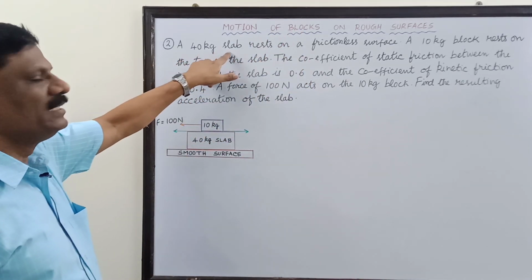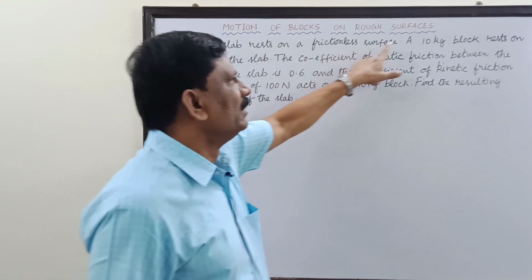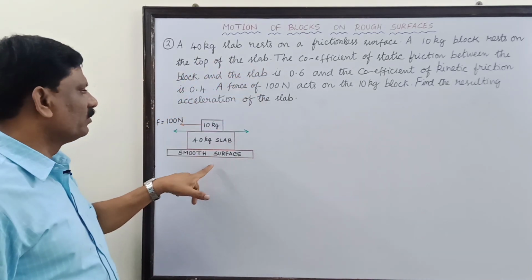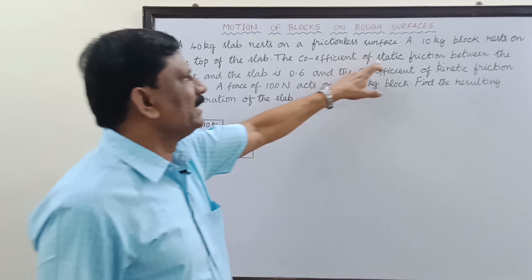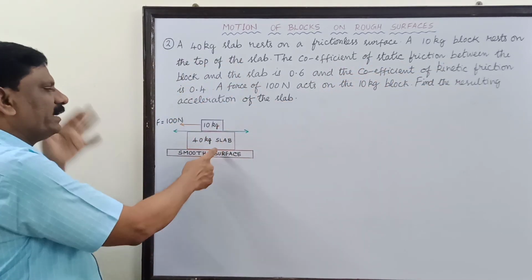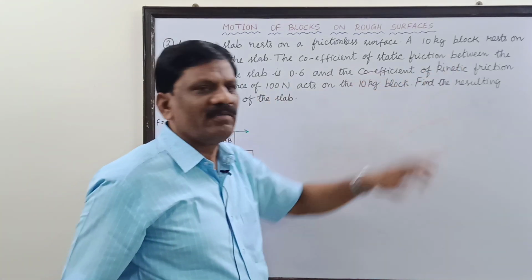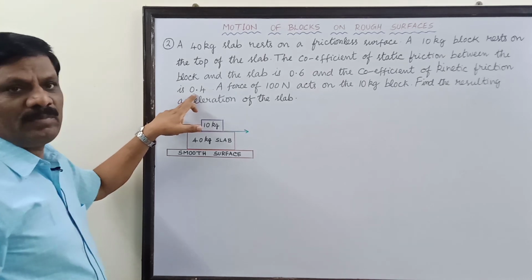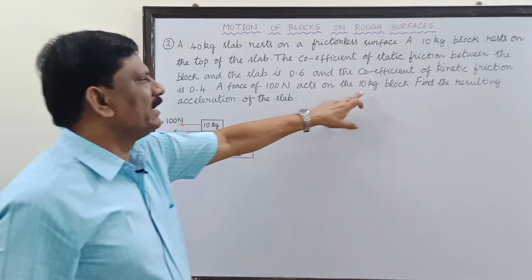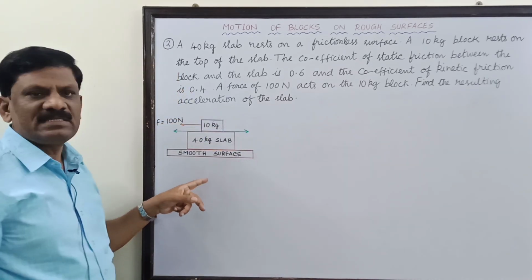A 40 kg slab rests on a frictionless surface. A 10 kg block rests on the top of the slab. The coefficient of static friction between the block and the slab is 0.6, and the coefficient of kinetic friction is 0.4. A force of 100 Newton acts on the 10 kg block. Find the resulting acceleration of the slab.